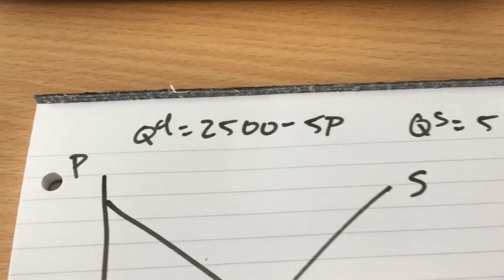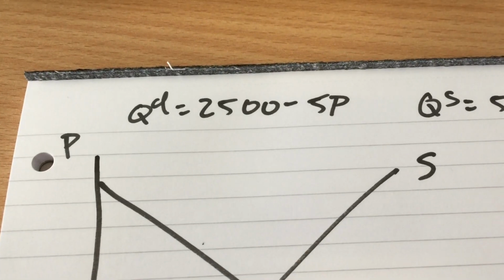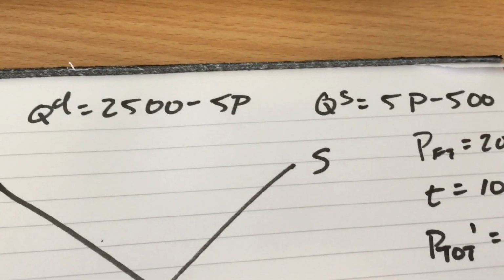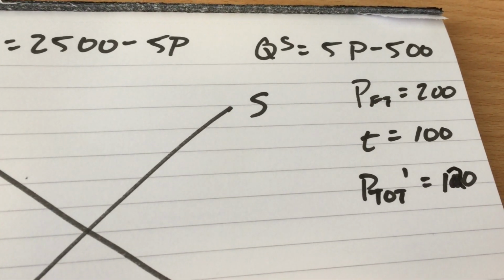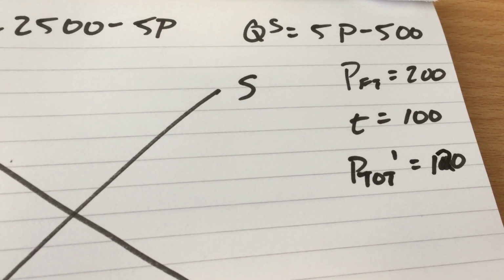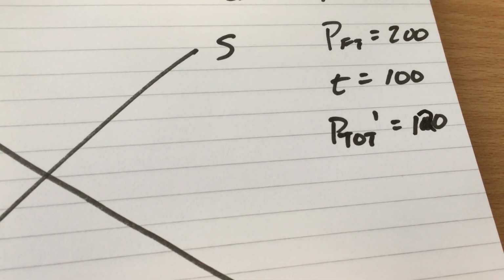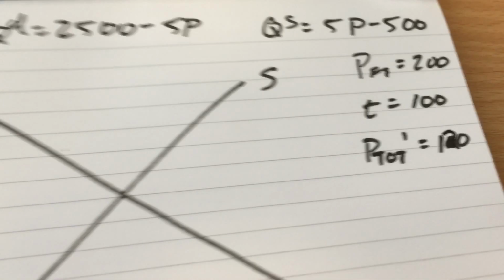Okay. So the question that we have is, we've got a quantity demanded of 2,500 minus 5p, quantity supplied of 5p minus 500. The free trade terms of trade price is 200. We tack on a tariff of 100, and that drives the terms of trade price down to 120.